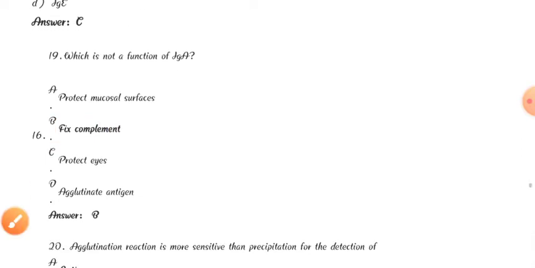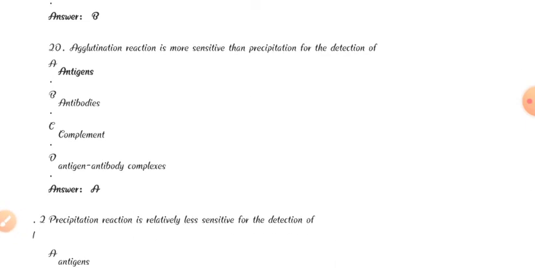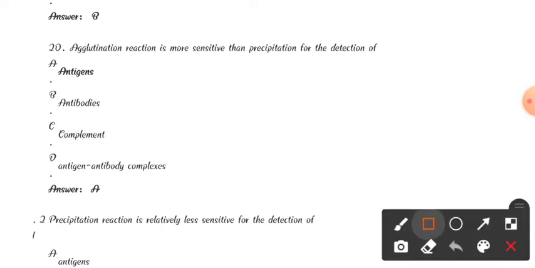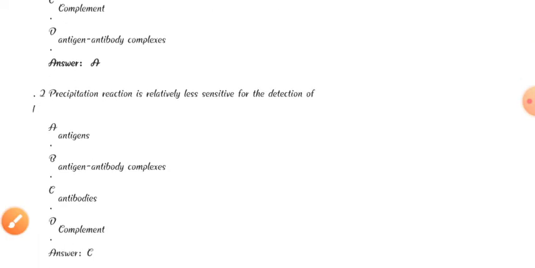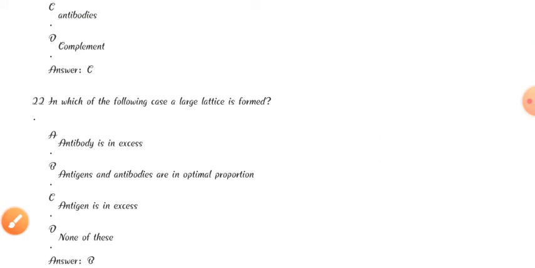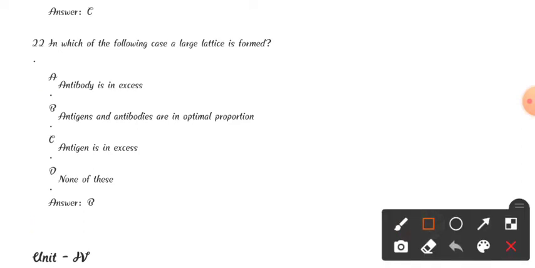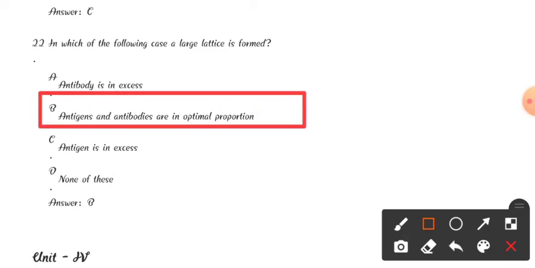Now friends, question number 20: agglutination reaction is more sensitive than precipitation for the detection of which? The detection of option A, antigen. Now next question: the precipitation reaction is relatively less sensitive for the detection of option C friends, antibodies, the correct answer. Now question number 22: in which of the following cases is a large lattice formed? So friends, option B, that is antigen and antibodies are in optimal proportion.